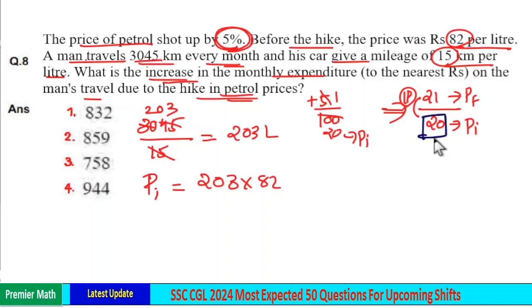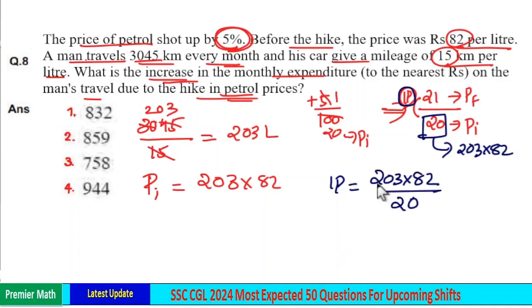Here 20 parts is the initial amount he has to pay, which is 203 into 82. So the increment is 21 minus 20, 1 part. So 1 part is equal to 203 into 82 divided by 20. If I consider 203 as 200, then 20 goes 10 times in 200. So this is around 820, nearly 820. Here the answer is option 1, 830.